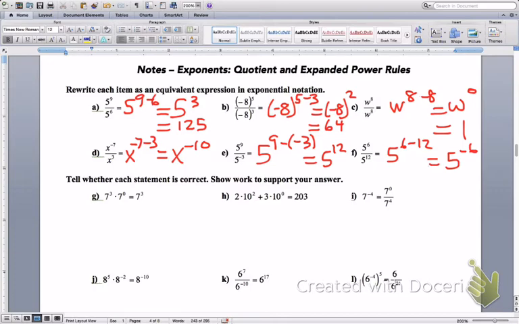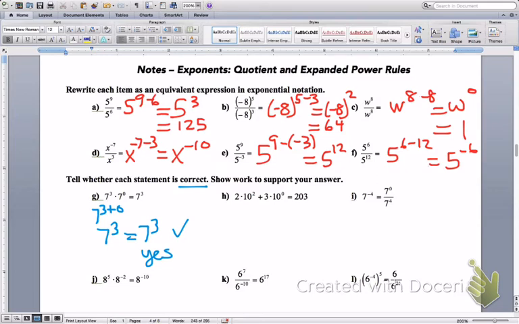It says tell whether the statement is correct or incorrect. So let's look at them. Using the product rule, because we're multiplying, we add the exponents. 3 plus 0, and we get 7 to the third, and that's equal to the right side, which is 7 to the third. So this one checks off. The statement is correct.